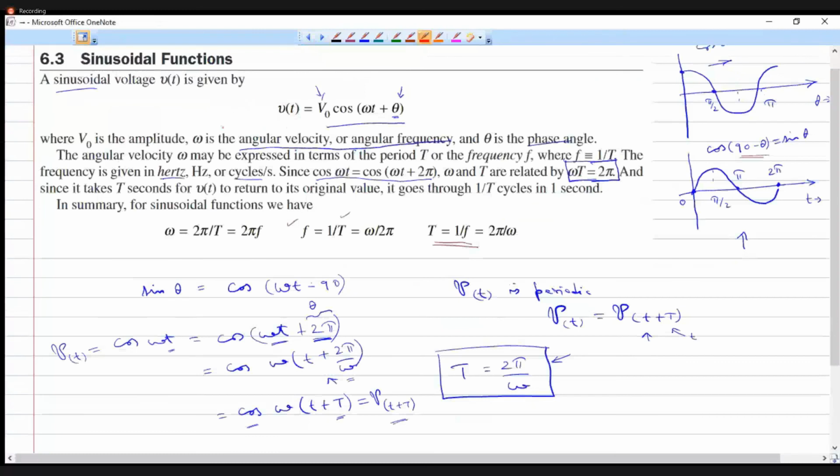Then we saw what sinusoidal functions are in detail. So a time period capital T is equivalent to a total phase shift of 2 pi. So they are related by this relation: capital T is equal to 2 pi by omega, where omega is the angular frequency.